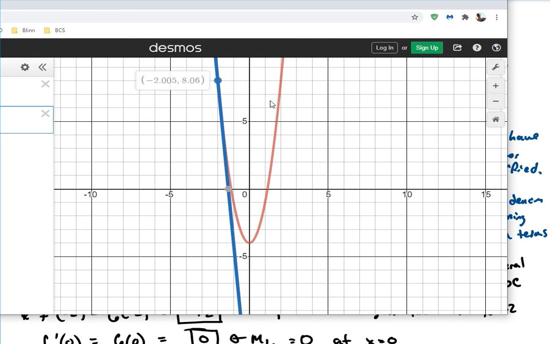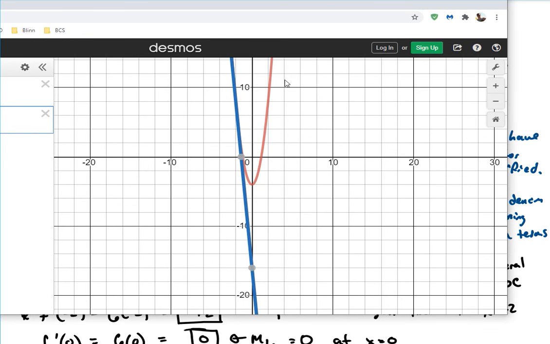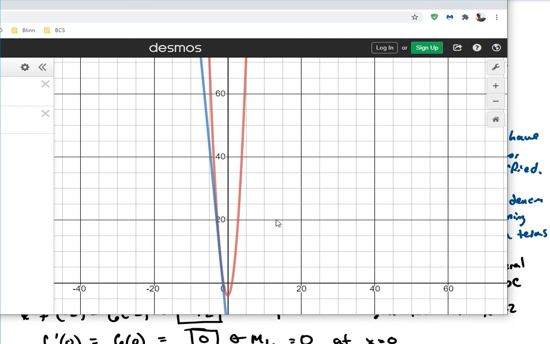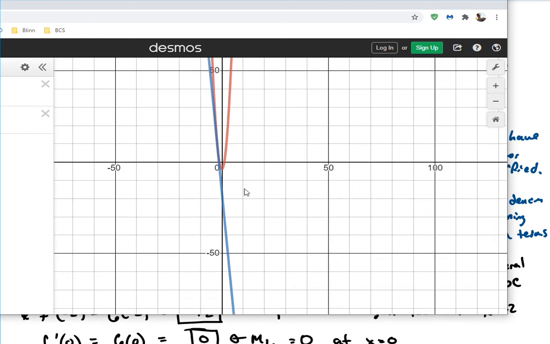And there's that point where they're connected. They each go through that point, negative 2 and 8, which I'm having trouble clicking on. But that's what it's showing. It's showing that the graph, this curvy graph that's a parabola, matches this line at negative 2, 8. So that's all it's trying to show us. Notice if I zoom out pretty far, the blue line looks pretty similar to the red graph for a lot of it, but then it starts to separate.